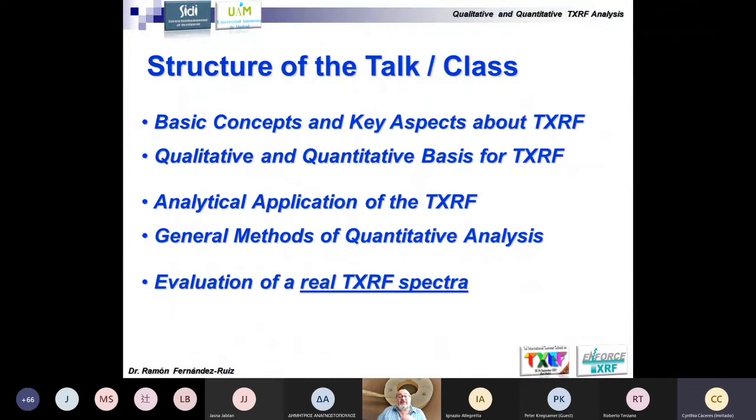And finally, I would like to do an experiment. You see that I have in the background of my presentation a special image. It's the deposition of a sample, a water sample in particular, over a quartz reflector. The practice, the evaluation of the spectra, is going to be of exactly this sample, with real commercial software and with a real TXRF spectrum. This is the idea.